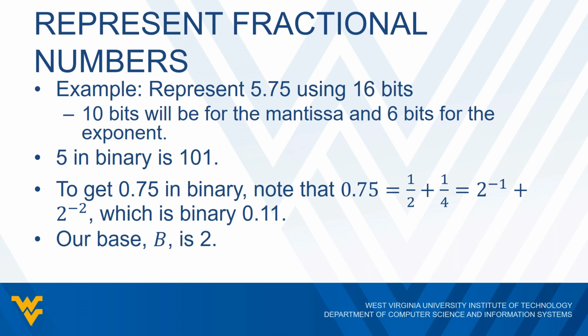And then remember that our base here is going to be 2. So that means we can write our value for 5.75 as 101.11 times 2 to the 0th power.